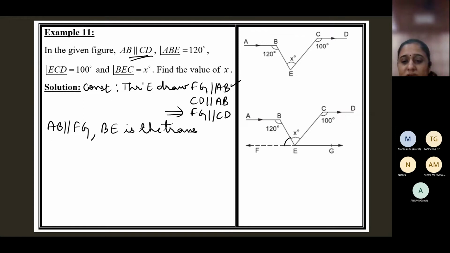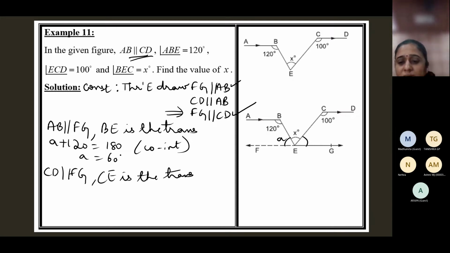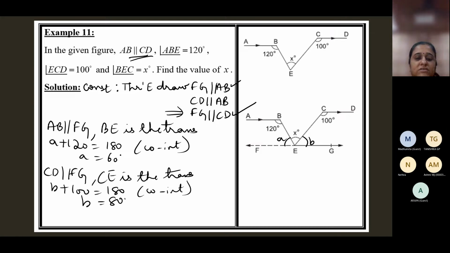So you can mark this as A. A plus 120 is equal to 180, co-interior angles are supplementary. So you get A is equal to 60 degrees. Now, FG is parallel to CD, or CD is parallel to FG, and CE is the transversal. Mark this angle as B, and we have B plus 100 is equal to 180, co-interior angles. So B is equal to 80 degrees.